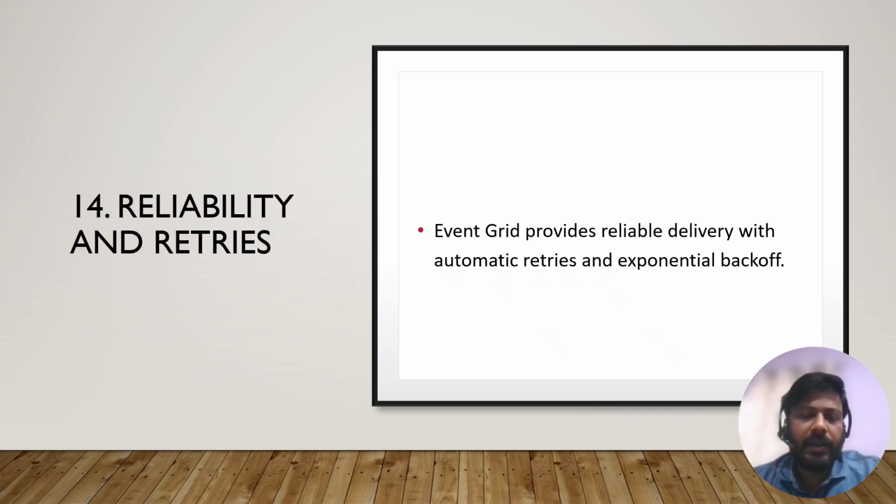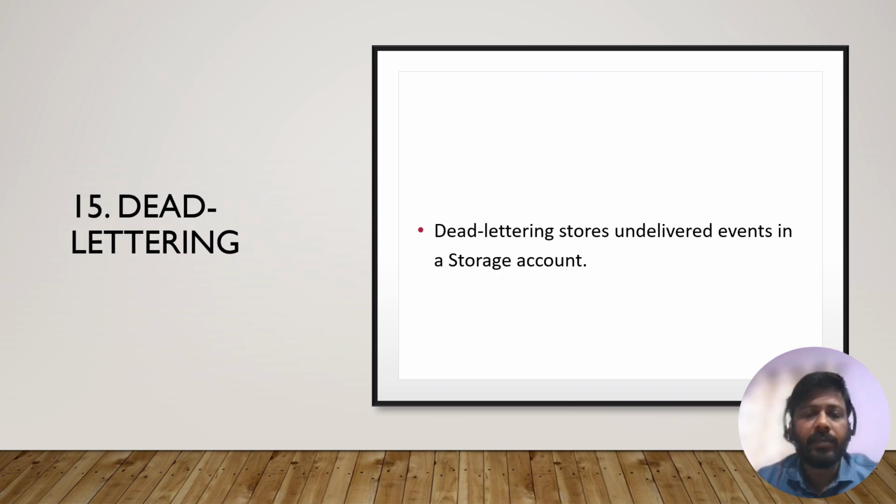And so, reliability and retries. Event Grid provides reliable delivery with automatic retries and exponential backoff. So let's say the subscriber endpoint is unavailable, then Event Grid retries delivery for up to 24 hours to ensure events are not lost.